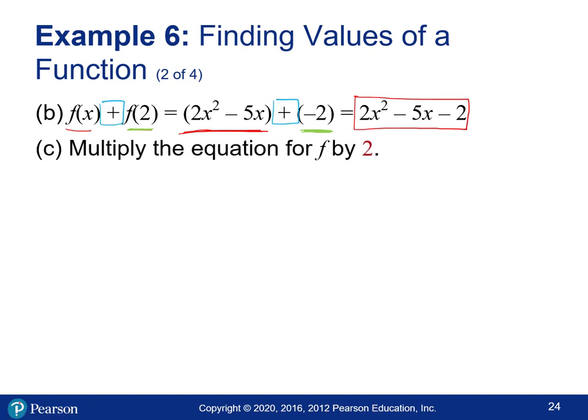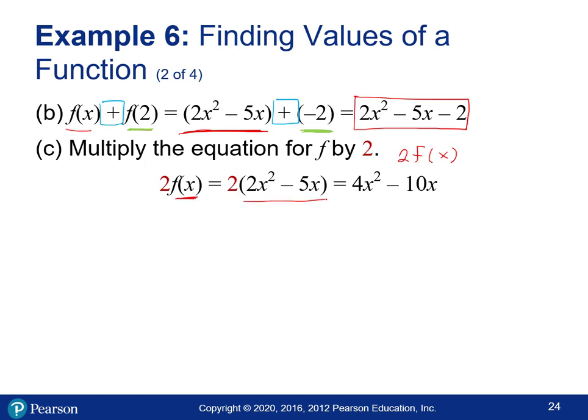So that one's done. So part C: multiply the equation for f by 2. That would look like 2 times f of x. Okay, so that's our math notation for it, and we just multiply it by 2. So here was f of x, here it is right here, and we say, I want that times 2, and then we will distribute, because that's how this multiplication would work, since there are 2 terms in the parentheses. So that's where we get 4x squared minus 10x, and that one does not simplify any further.